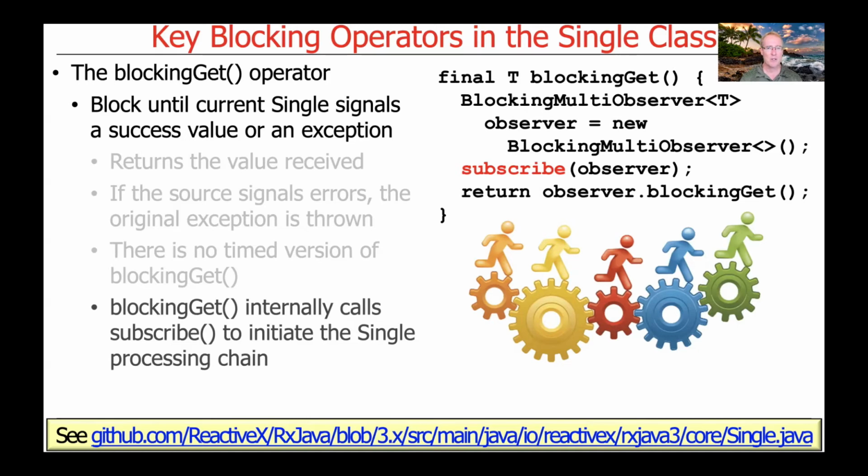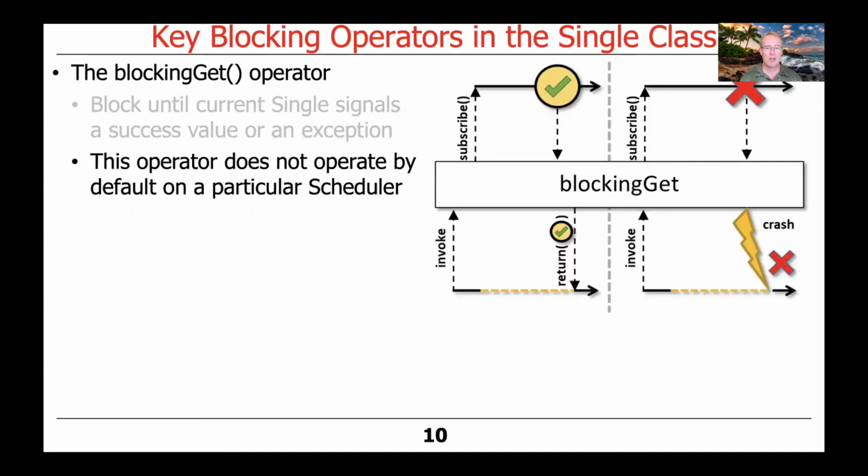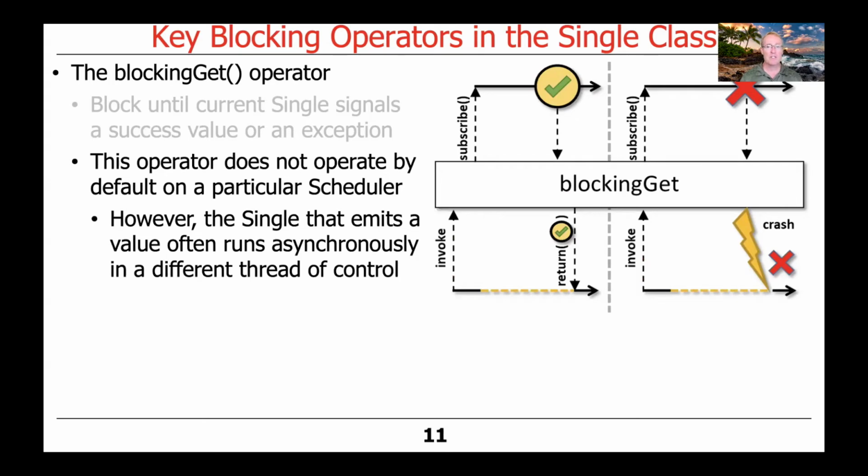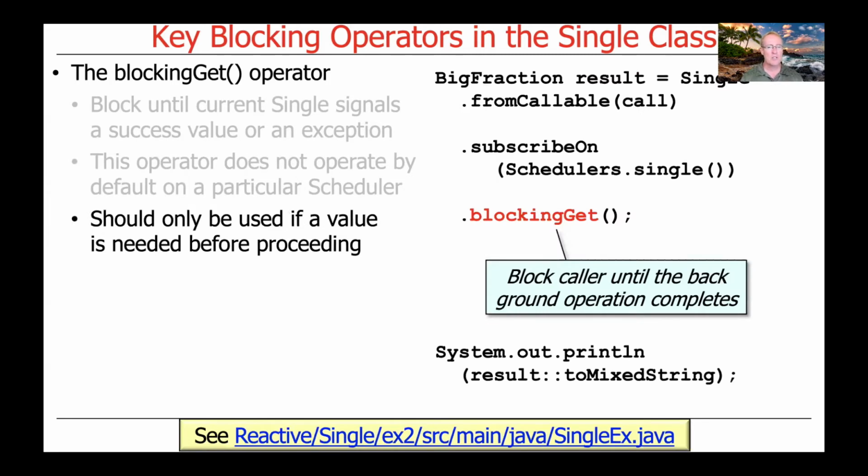So you can see how subscribe is used to initiate the processing, as is typically the case with RxJava and other reactive streams implementations. This operator doesn't operate by default on any particular scheduler, so you can designate where you want it to run by using other methods like subscribeOn and so on. However, the Single that emits a value most often will run asynchronously in a different thread of control. You don't want to use this particular operator very much. It should be used sparingly and only if you really need to have a value before your program continues.